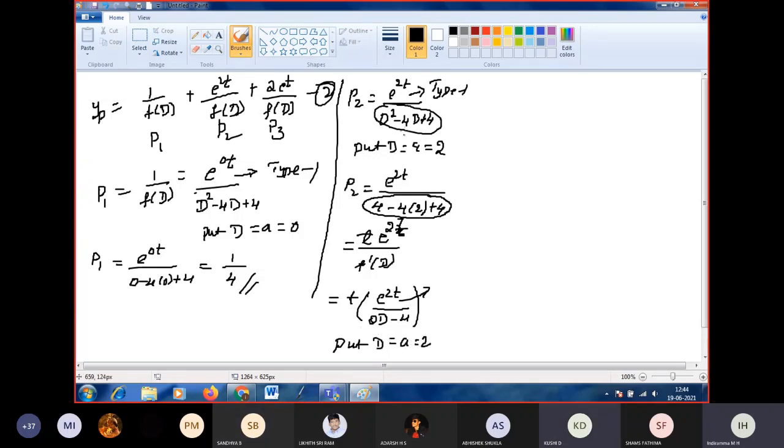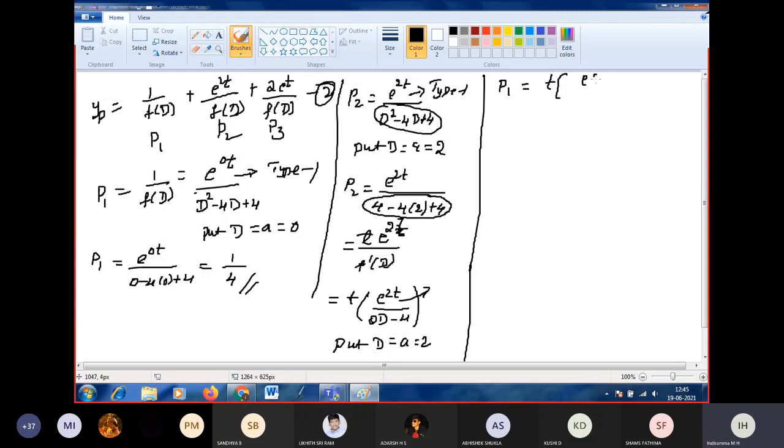2 only. Therefore P1 is equal to t into e power 2t divided by 2 into 2 minus 4. Correct? Which is equal to t into 0. e power 2t by 0, we got the denominator as 0.